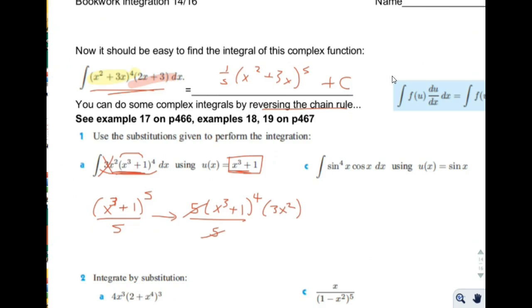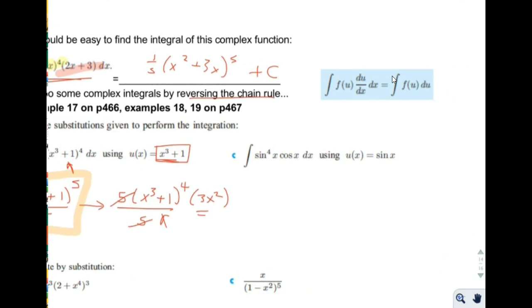Okay, and wait, look at that. Look at the original function. We have 3x squared, and we have x cubed plus 1 to the fourth. So their hint really helped us to figure out what the integral would be, which is this. Okay, let's look at the next one, see if it's that easy.